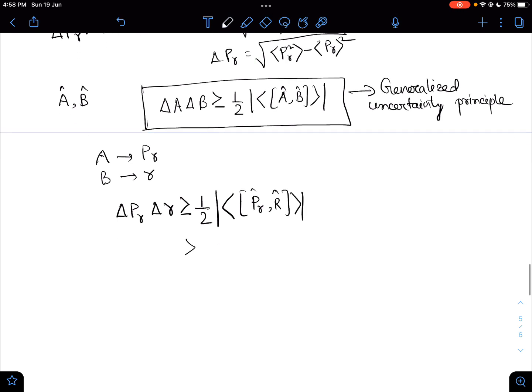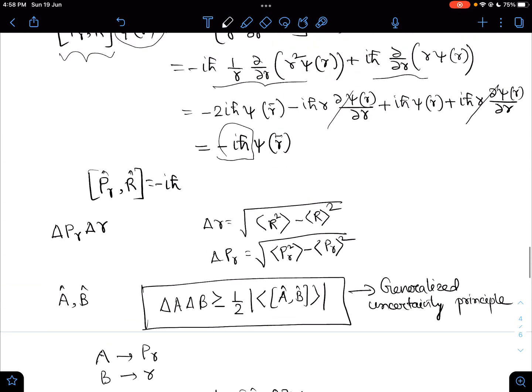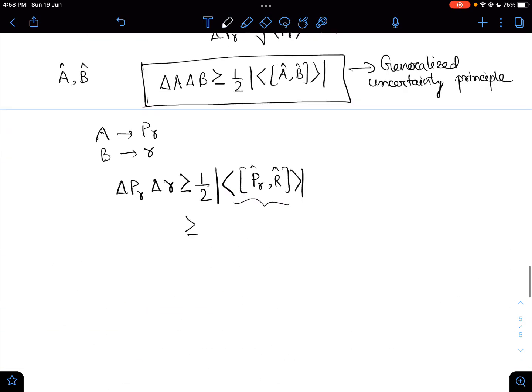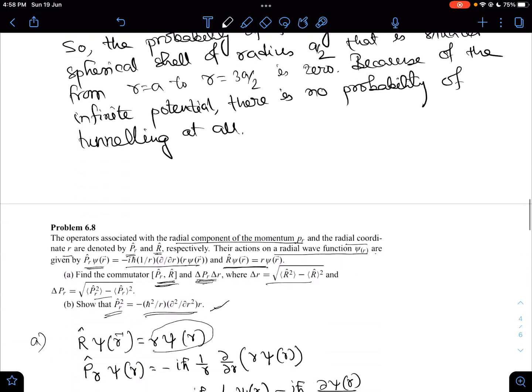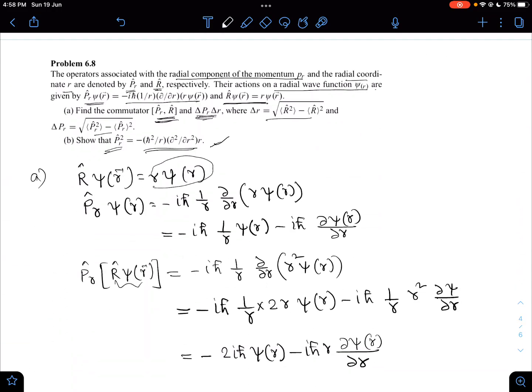This we have found out already. It is minus i h cut, so it will be greater than or equal to h cut by 2. So we are done with our first part of the problem. Let us now move to the second part. We have to show that the P_r squared operator is the same as this.